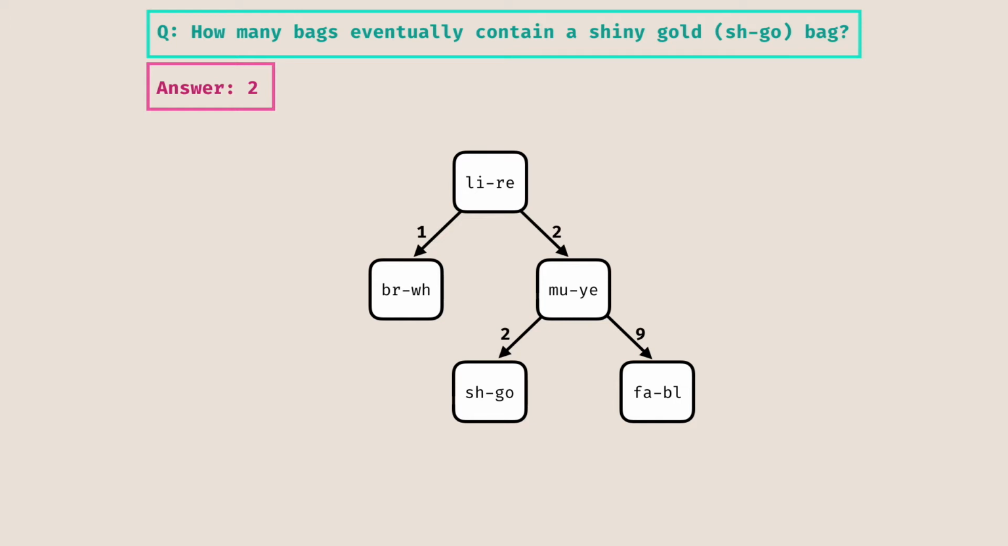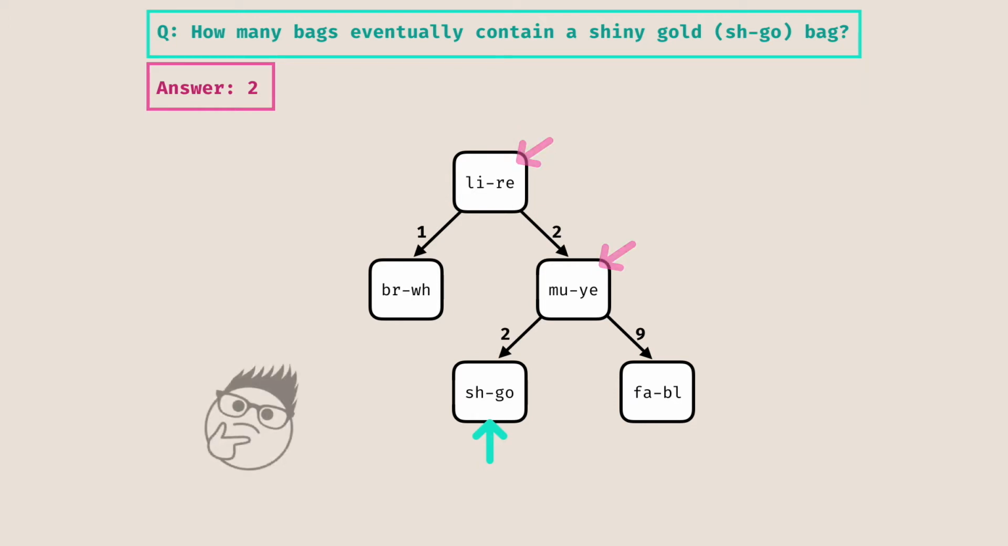If I go to my shiny gold node, if I wanted to figure out what bag colors can eventually contain this shiny gold bag, well, there are going to be the nodes that are kind of up this chain. So mainly my muted yellow as well as my light red bag. So that's why the answer is 2.